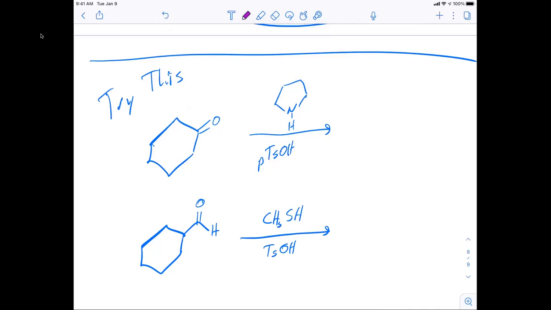Okay. Let's go ahead and take a look. In this first one, we have a ketone reacting with an amine. What do we need to know about the amine? Is it primary or secondary, right? And what's this one? Secondary amine.